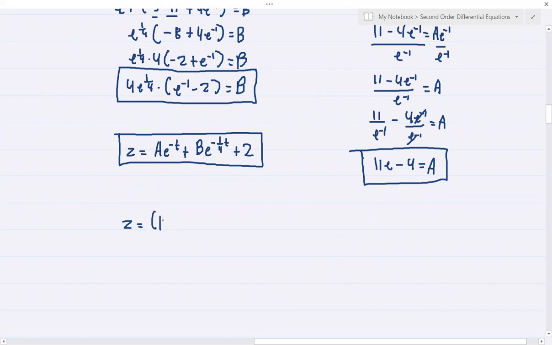Hold on, wait. We have (11e − 4) times e raised to negative t, plus your b, which is 4e raised to 1/4 times e raised to negative 1 minus 2, times e raised to negative 1/4 t, plus 2. So we can still simplify this one because, take a look at the second term. We have 4e raised to 1/4 and we have e raised to negative 1/4. So if you're going to multiply these two, the result will be cancelled out.